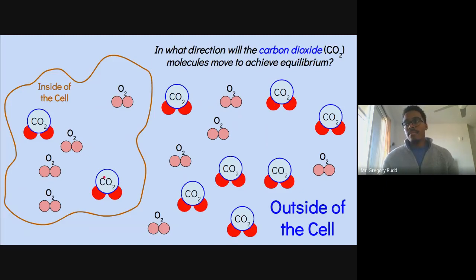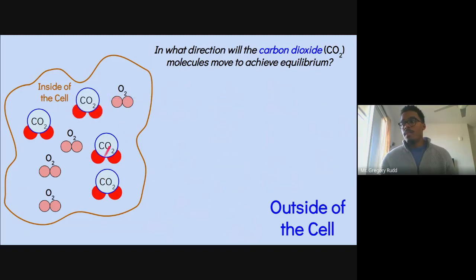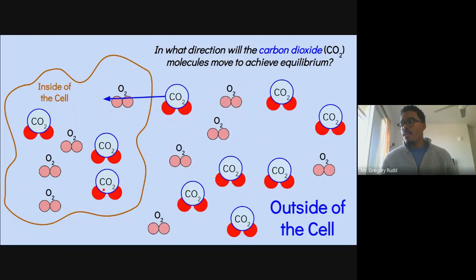So this one's got to go in. This one's got to go in. Oops. Now we've got 4 inside of the cell. And before we got rid of that, we would have 6 left on the outside. So we really would need one more to move inside of the cell too.